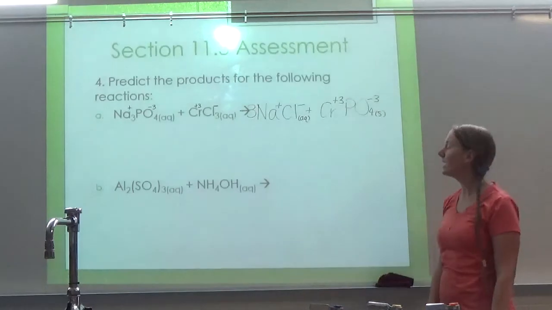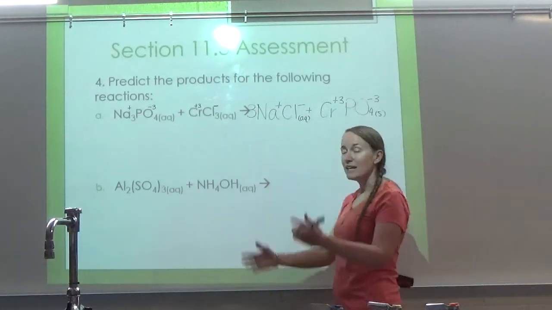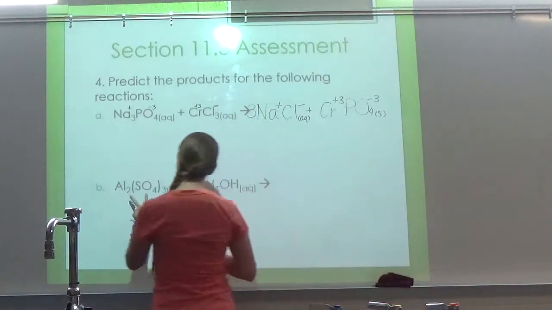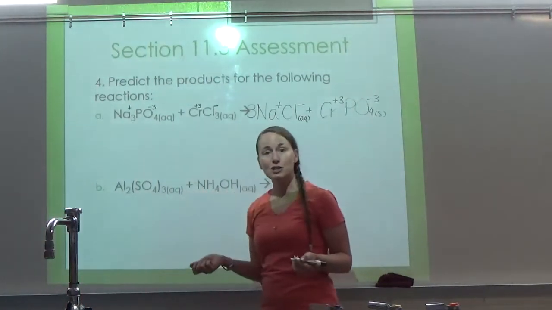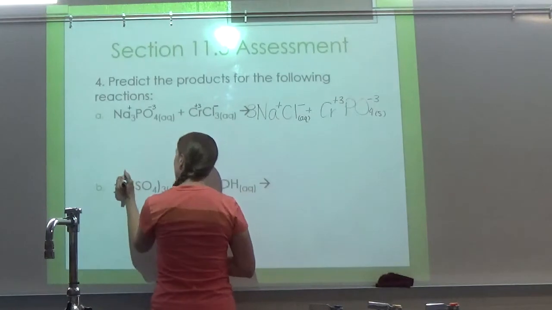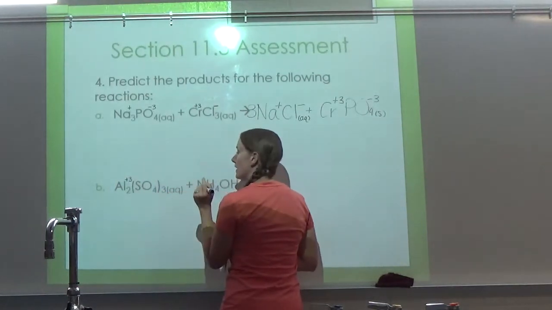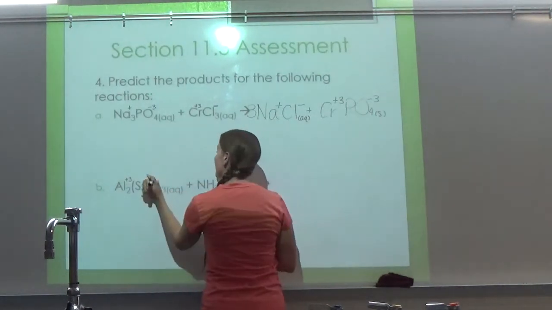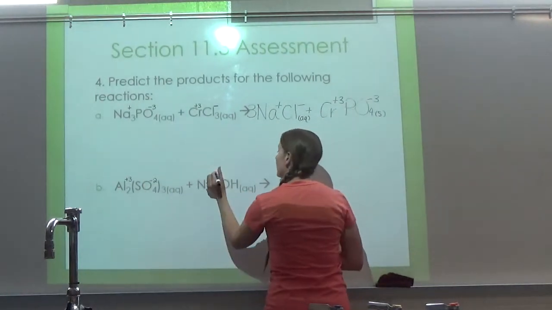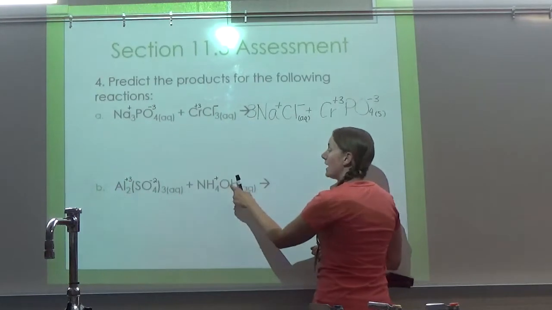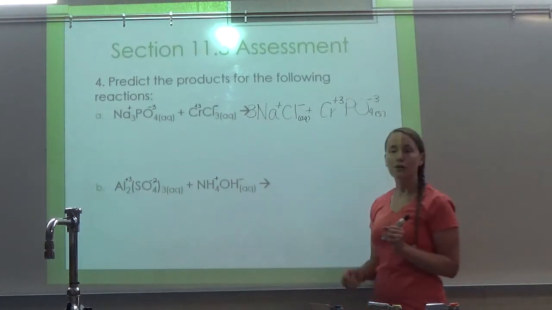I'll assume you've already gotten it perfectly right. All right, so again, I can see it's double displacement because there are 2 compounds that are paired up. So I'm going to start by writing my charges. So aluminum is positive 3. Sulfate is on your polyatomic ion sheet, is negative 2. Ammonium, NH4, is on your polyatomic ion sheet, is positive 1. And hydroxide, OH, is negative 1.